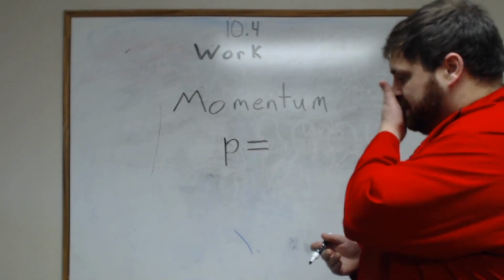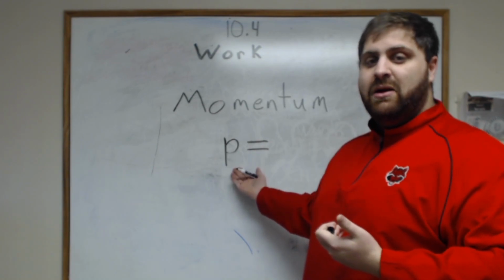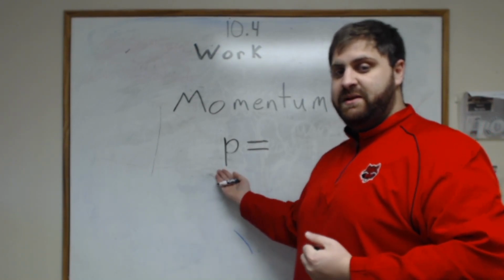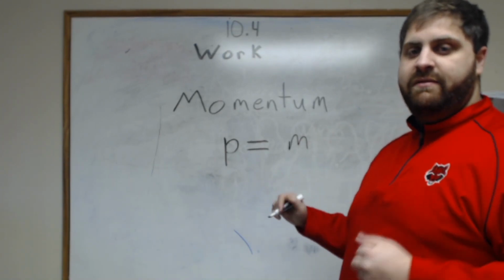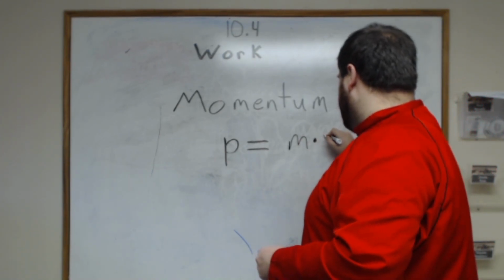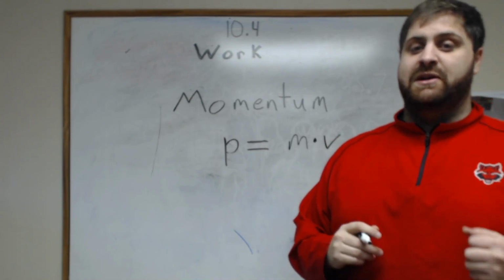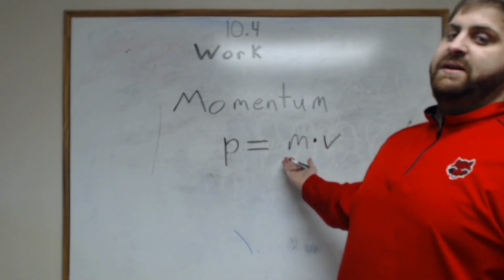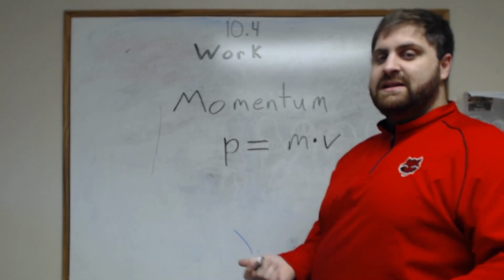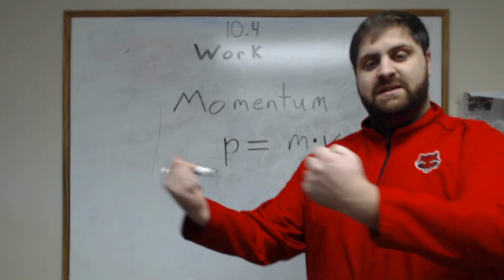Momentum is symbolized by a lowercase p, and it is equal to the mass of an object, the weight of the object, times its velocity, how fast the object is moving. So the heavier an object is, the more momentum it's going to have. And the higher the velocity, the faster the object is moving, the more momentum it's going to have.